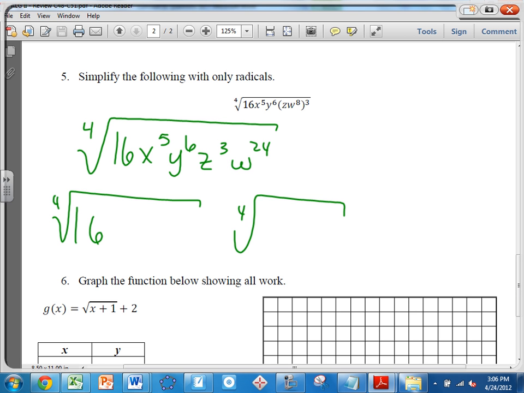Now, how many of these x's out of all 5 of them can I move over here? 4. And how many over here? 1. Because this 4 and this 1 get me back to 5, don't they? But remember, I want things that can be divided by whatever my index is over here. This 4 can be divided by 4. That's why I chose that number. Now, 6. What can I break 6 into? 4 and 4 and 2.